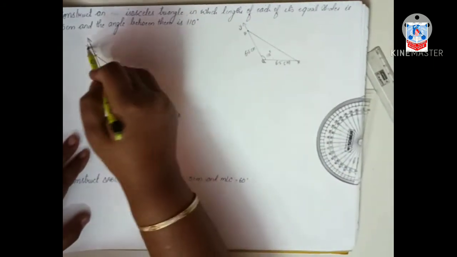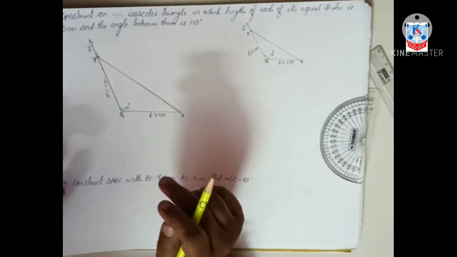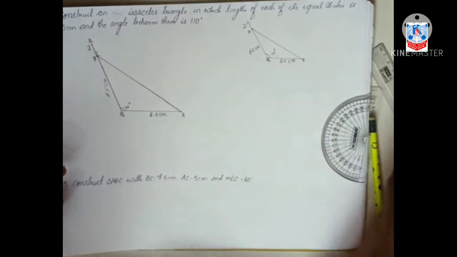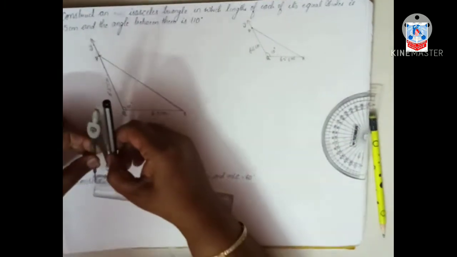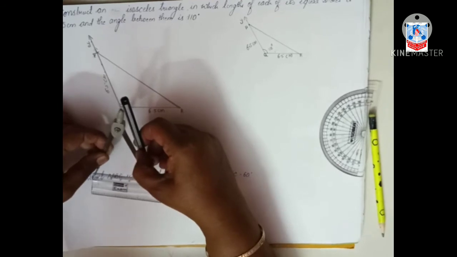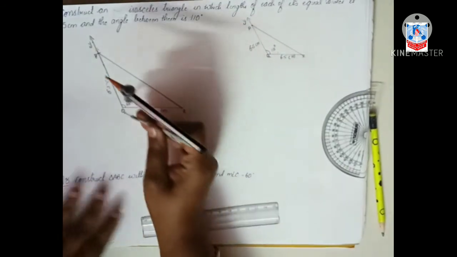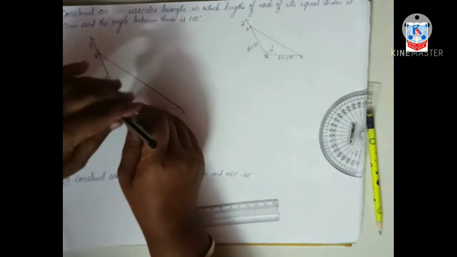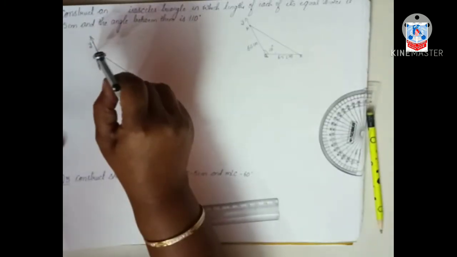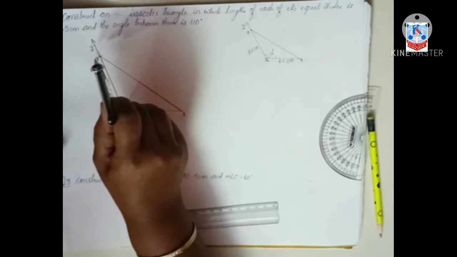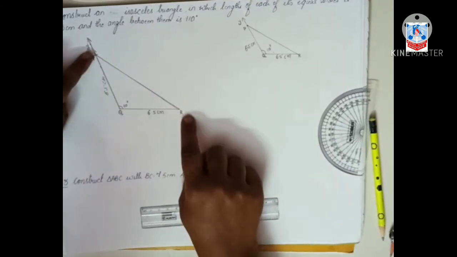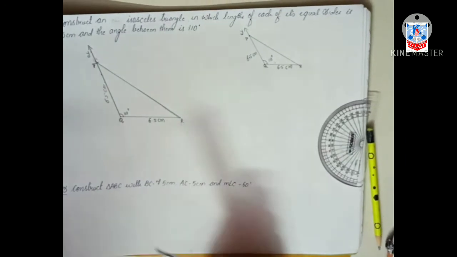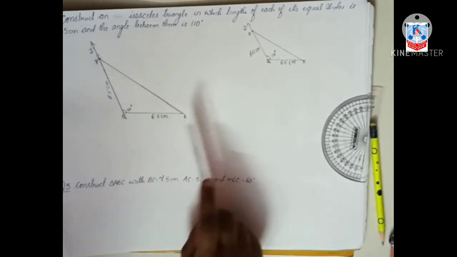Now this is QY. Now 6.5 centimeter equal side. Now with the help of compass and this scale, take 6.5 centimeter and with center Q here, make an arc, okay, of 6.5 centimeter. Now give here name P. Now with the help of the scale, join PR. So our required triangle PQR is ready.